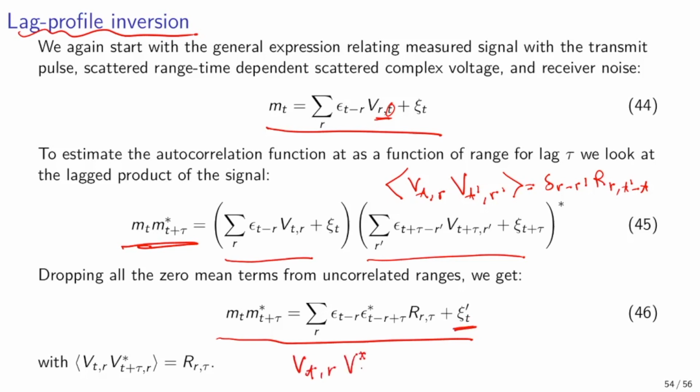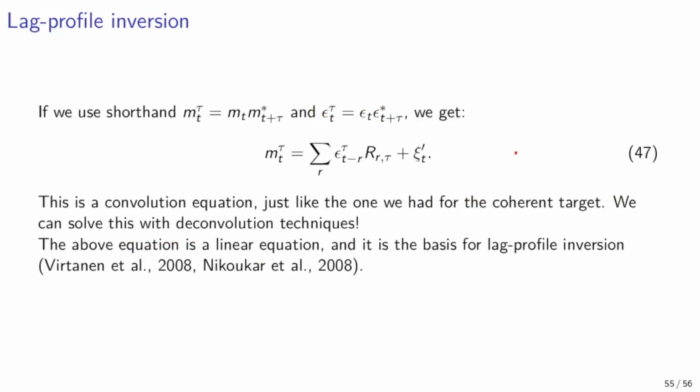We use the fact that if we multiply two random variables, the product is related to the expected value of the product of these two random variables, plus a zero mean random variable. If we now take equation 46 and use a little bit of shorthand, we get equation 47. This is now a convolution equation which relates the lag product of the measured signal with the autocorrelation function of the radar echo as a function of range. We get one convolution equation for each lag that we want to estimate. The convolution kernel is a lag product of the transmitted radar signal.